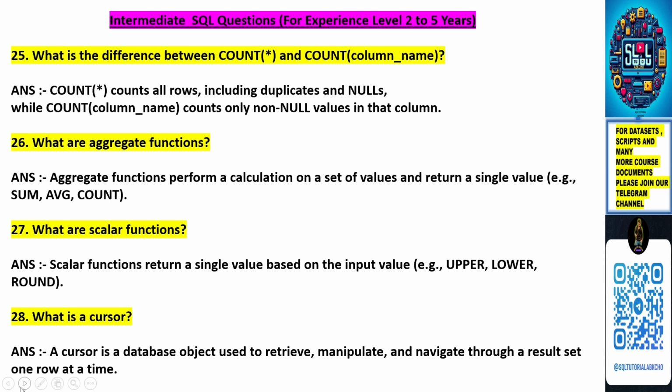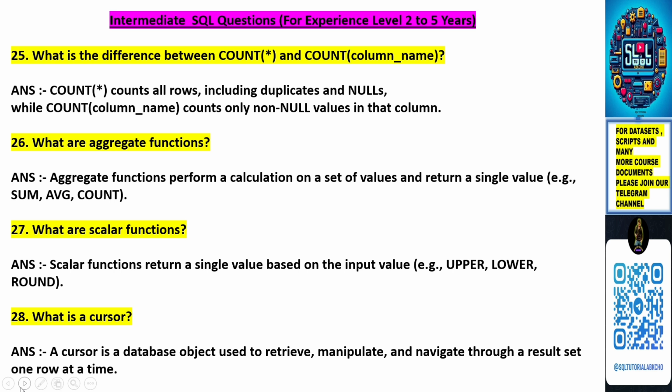Now 25th question, what is the difference between count star and count column name? This is a very important question, and many people get confused here because they think that count star and count column name are the same thing, but they are not. They both are different concepts. Count star counts all rows including duplicates and nulls, while count column name counts only non-null values in the column. Okay, this is clear. Now move on to the next question.